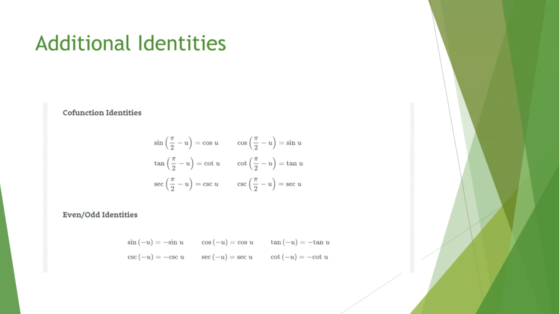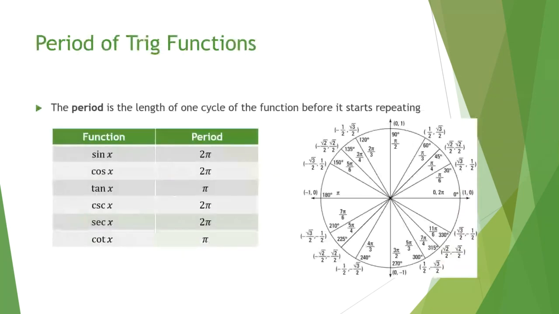Even odd identities. This shows a relationship to a negative angle and what it's equal to if you don't want to deal with a negative angle, and you can flip it. So if you have the sine of, let's see, we had an example. The sine of negative 2 pi over 3 would be the negative sine of 2 pi over 3. And so, let's see, do I have a unit circle around here? Yeah, I have one on here.